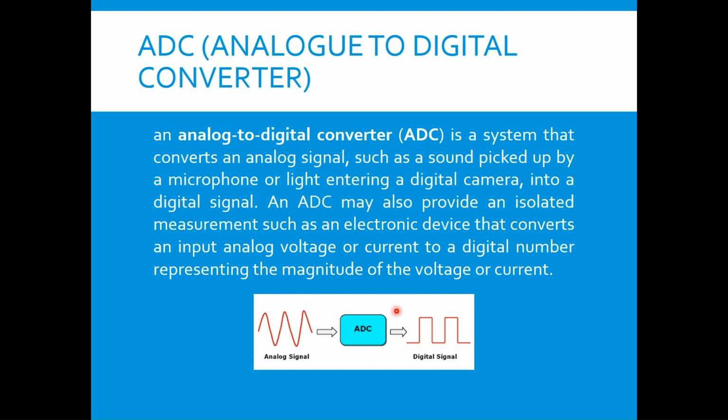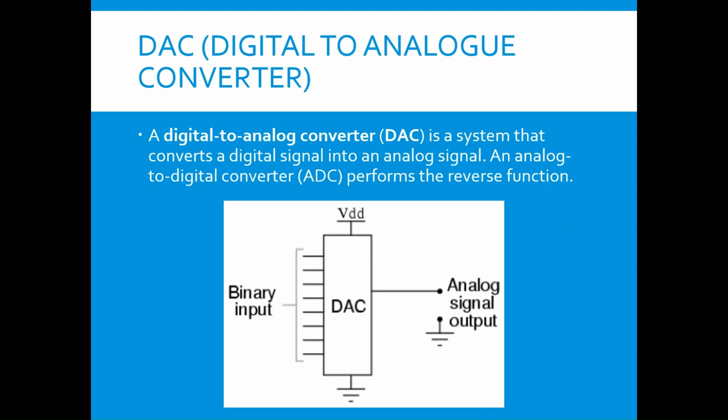You can see in this diagram, we are using analog signal that will input to the analog to digital converter. It will provide a digital signal as the output. Digital to analog converter. A digital to analog converter is a system that converts a digital signal to an analog signal. An analog to digital converter performs the reverse function.